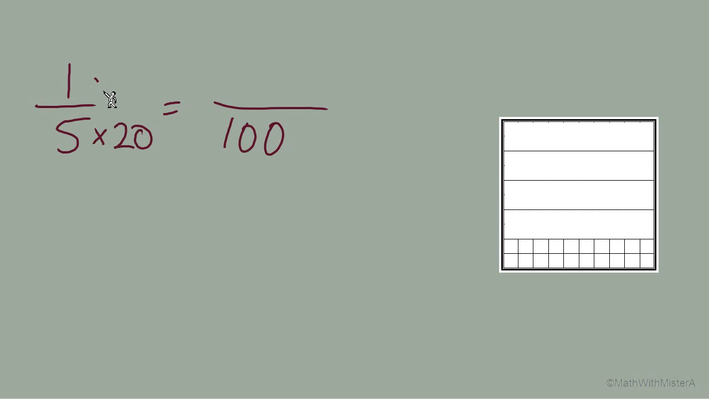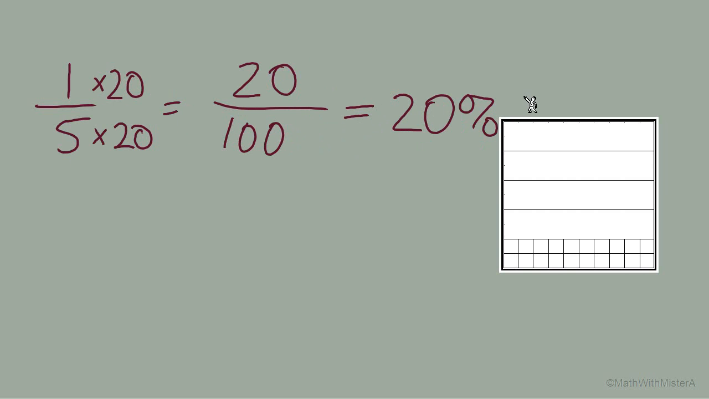And if we show it numerically, starting with a 1/5, what can we multiply to 5 to get up to 100? Well, we multiply the 5 by 20, so let's multiply the 1 by 20. We have an equivalent fraction, 20 over 100, and as soon as it's over 100, we know that that's a percent, 20%.